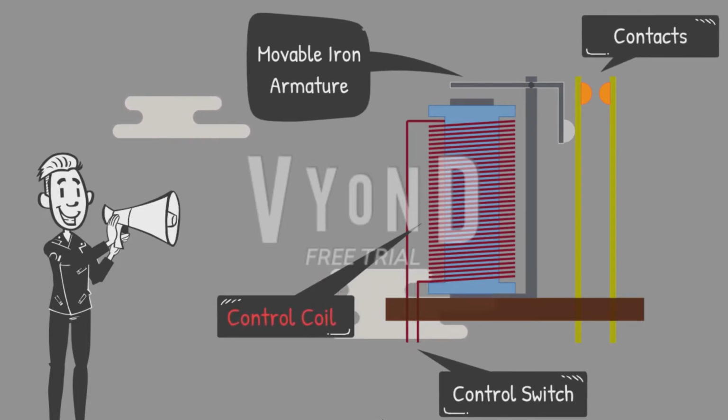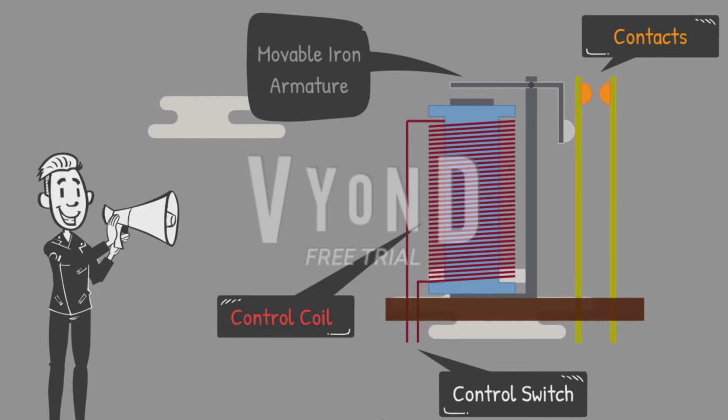This is the iron core wound by the control coil, and the contacts, which are open circuit right now. And this is the movable iron armature. Besides, this part is usually called the control switch. We'll explain its function later.